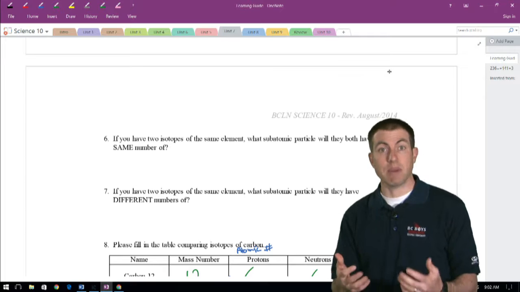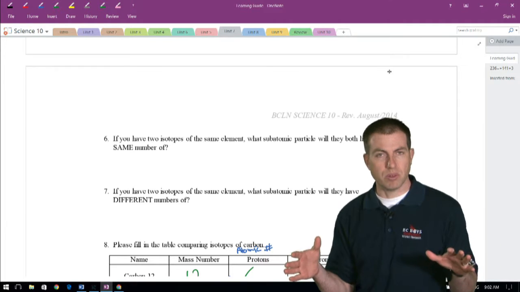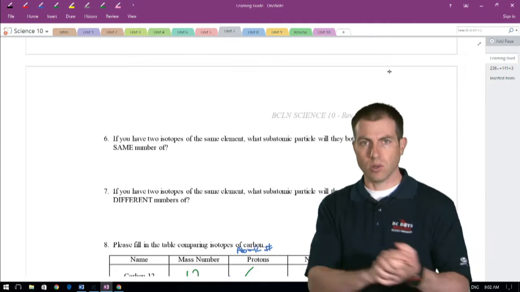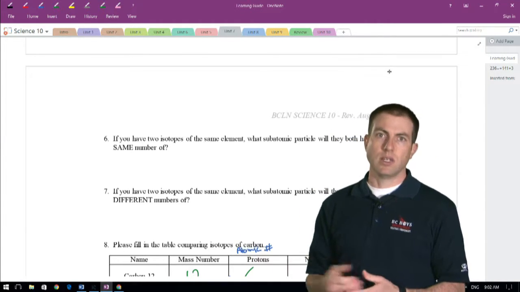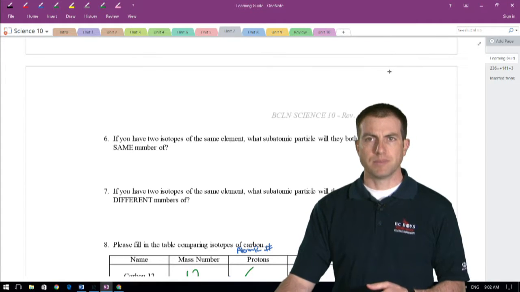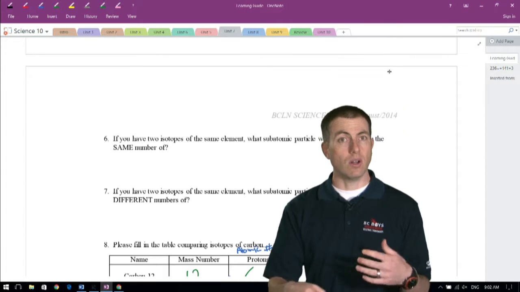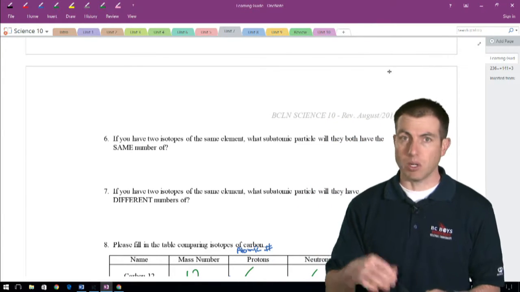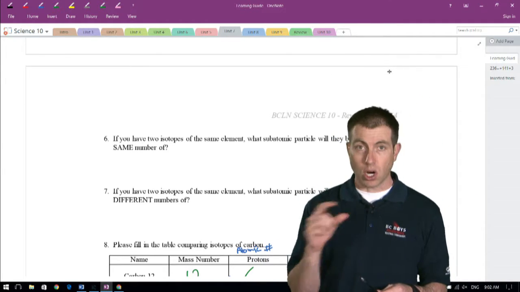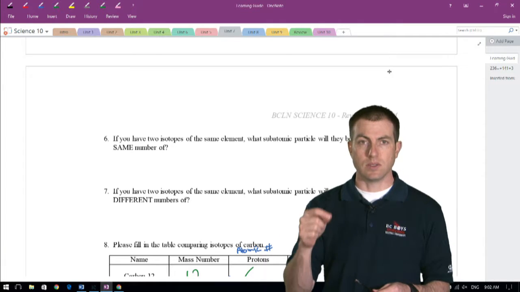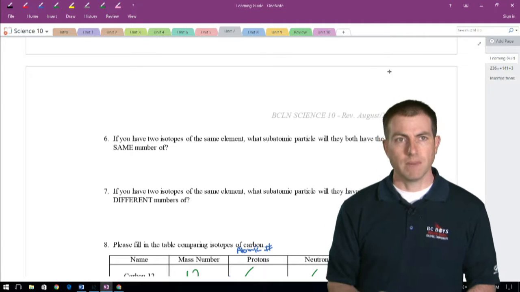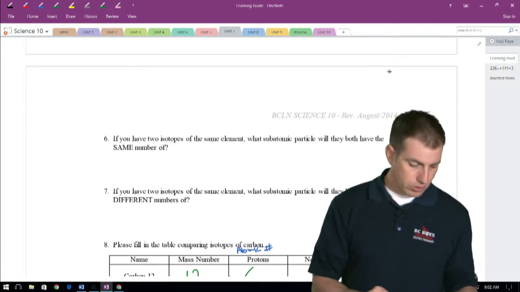If we're the same element, we're always going to have the same number of protons. That's what defines an element. 1 is hydrogen, 2 is helium, 3 is lithium, 4 is beryllium, 5, 6, 7. As soon as you change the number of protons, you become a new element. So isotopes all have the same name. We can talk about carbon-14, carbon-12, carbon-13, but they're all carbon. And what makes carbon carbon is the number of protons it has. So my pen's not working, but protons are always the same.